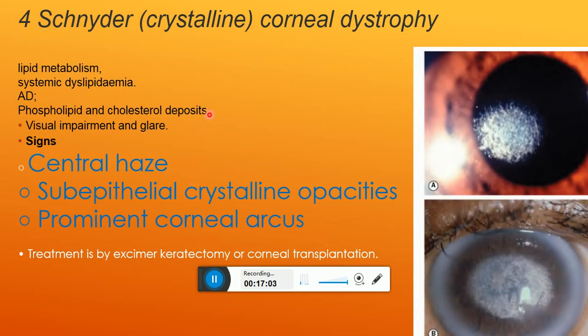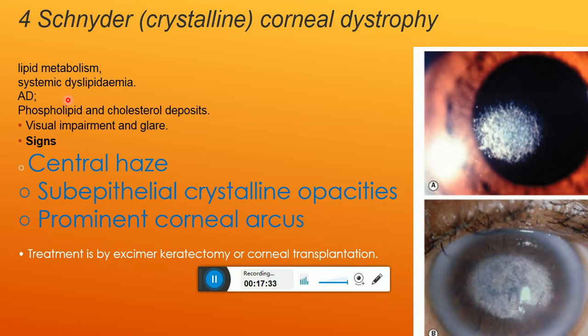The next is Schneider or crystalline corneal dystrophy. Schneider corneal dystrophy is a disorder of corneal lipid metabolism associated in some patients with systemic dyslipidemia. The use of crystalline in the name is no longer recommended, as corneal crystals are not a ubiquitous feature. Inheritance: autosomal dominant, gene UBIAD1.